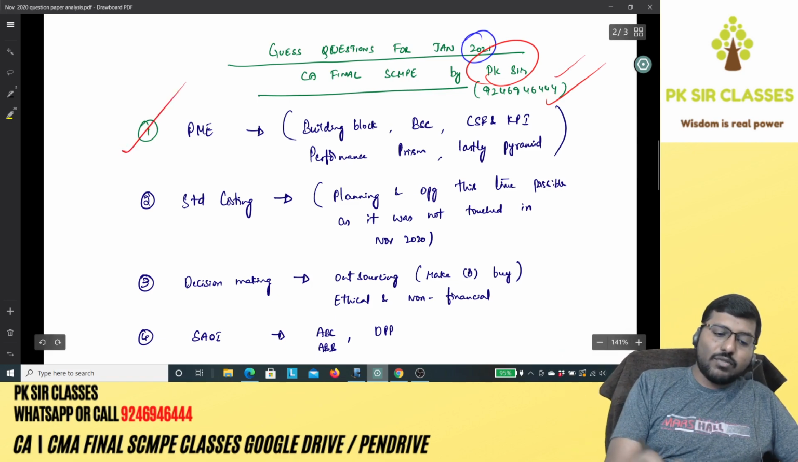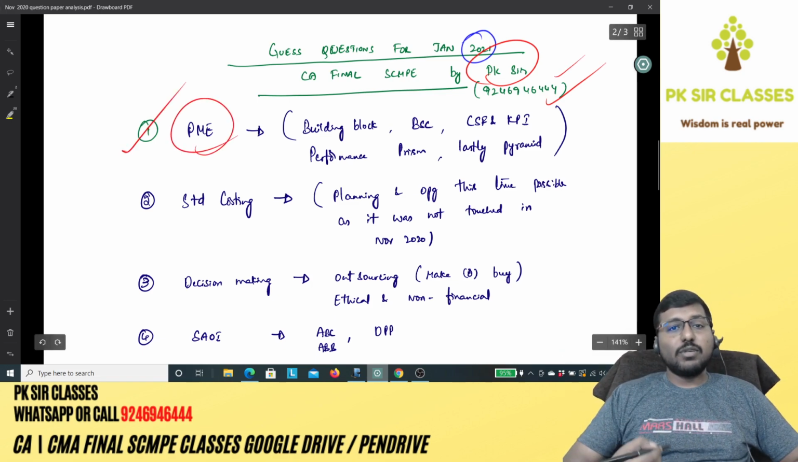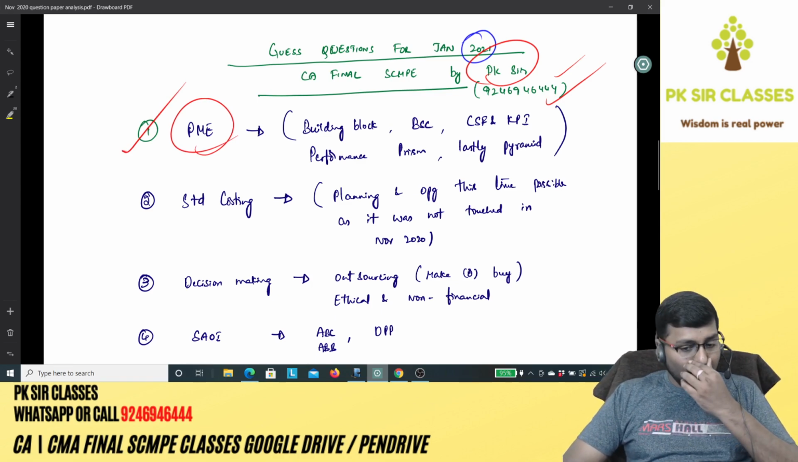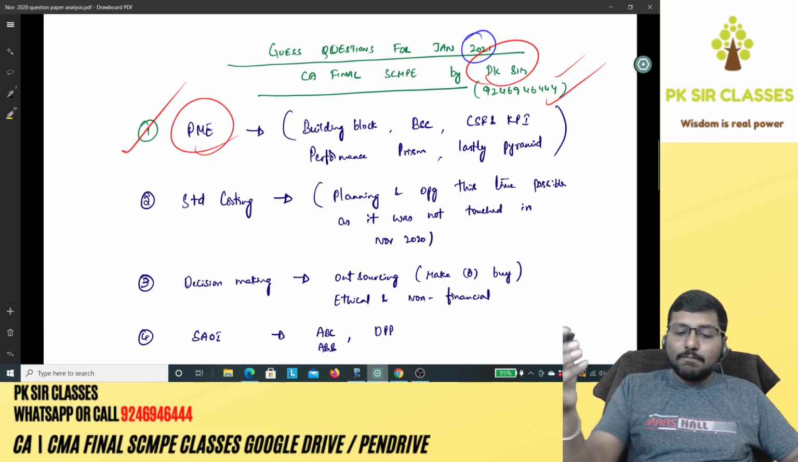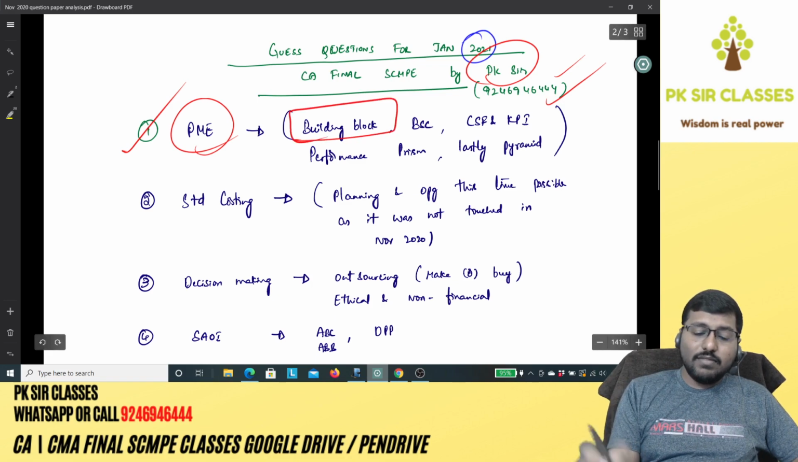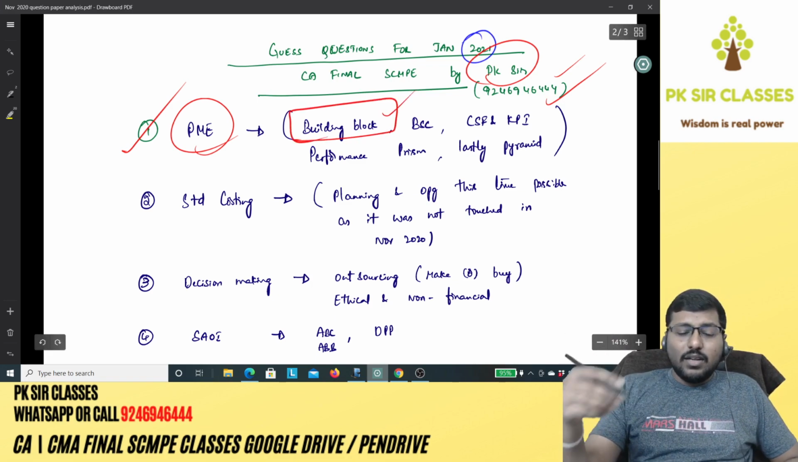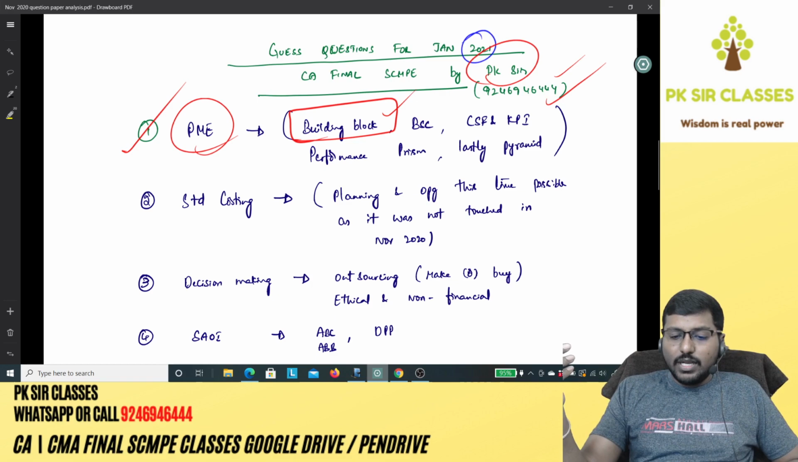Now let's start with the first one, PME, performance measurement and evaluation, the most important chapter. So this time I'm guessing again, like EVA, I've been really anticipating that a question will come from the building block model, because I personally feel it's really important. Even in industry, it's very important actually. So this is one area where you can expect a question.